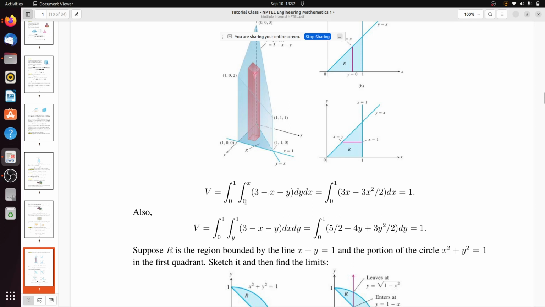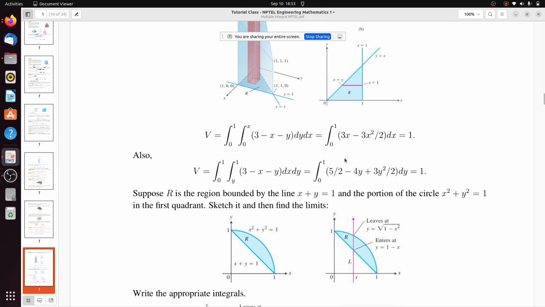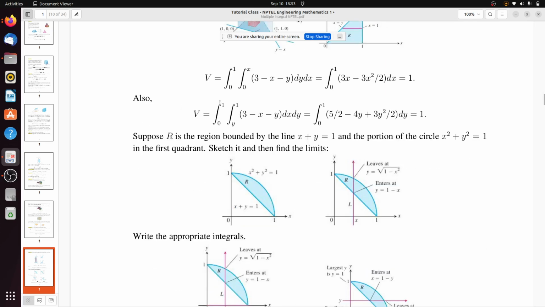So if you integrate with respect to dy, you will get 3y minus xy minus y square by 2. Now you put the limit 0 to x, you will get 3x minus x square minus x square by 2, so that is 3x minus 3x square by 2. Taking integration from 0 to 1, you will get 1. Similarly, you can also use the other form: integrating y from 0 to 1 and x from y to 1 to cover the entire triangle. It will still give you the value 1.